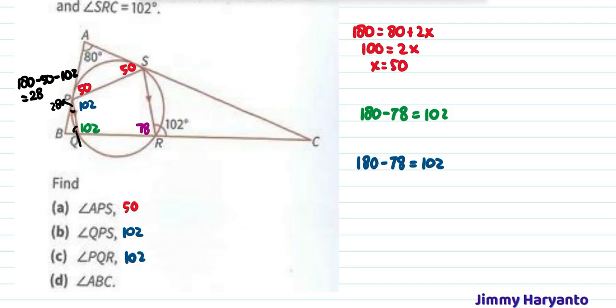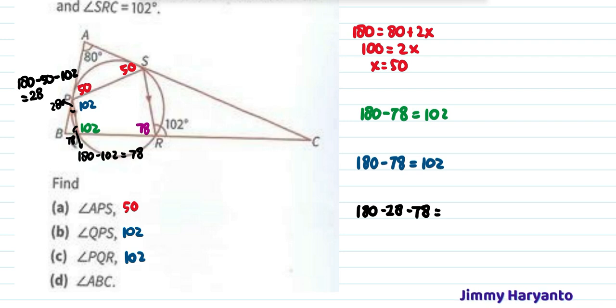And then find this one using straight line. 180 minus 102 equals 78. So this one is 78. And then to find the ABC, you will use the triangle. 180 minus 28 minus 78 equals 74. That one is 74.